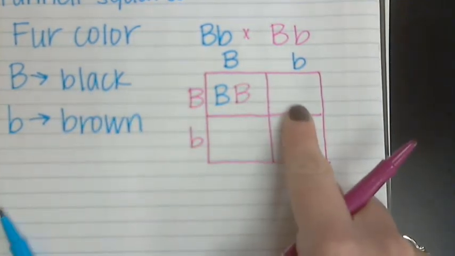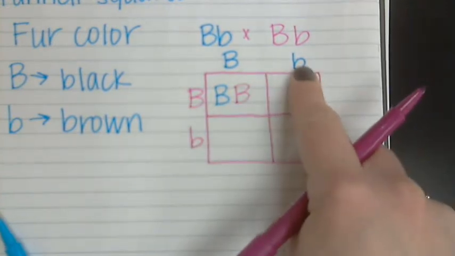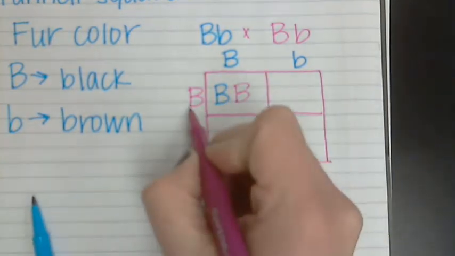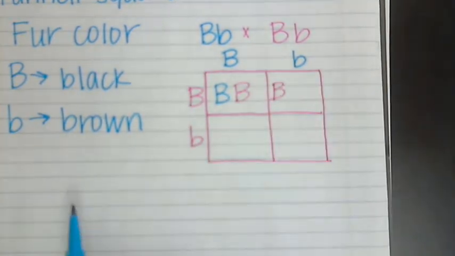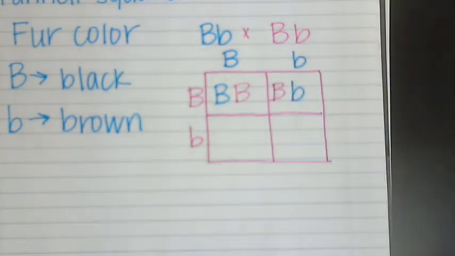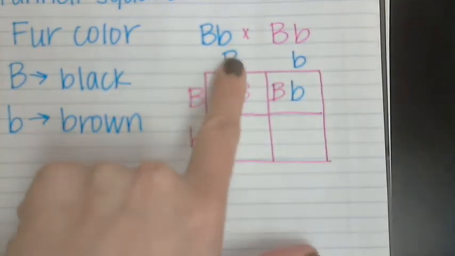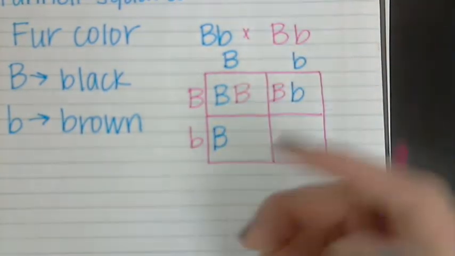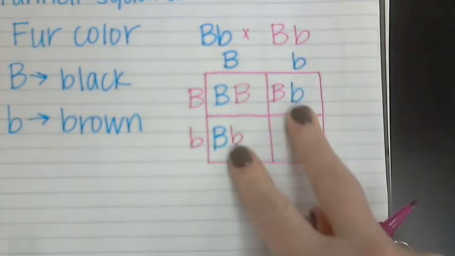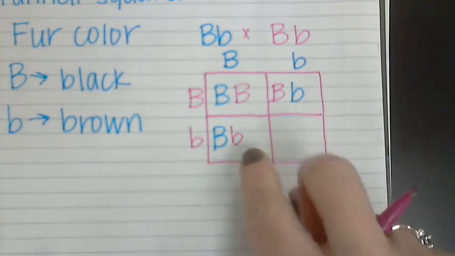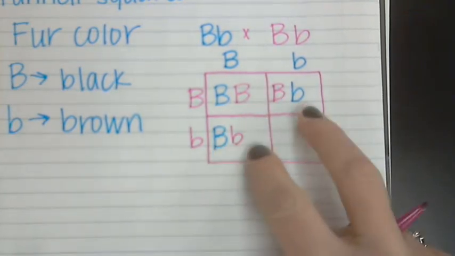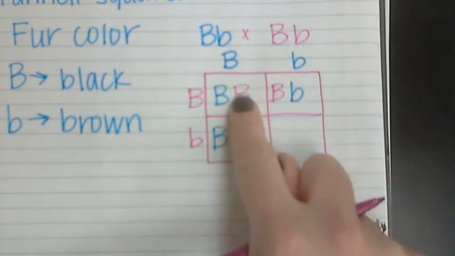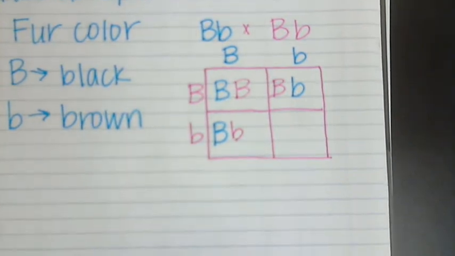For this individual, we have a big B and a little b. For notation's sake, you always write the capital letter first. So we would write this big B, little b. In this box, we have big B, little b. So again, our capital letter goes first. And both of these individuals are heterozygous. They have one dominant allele and one recessive allele. But their phenotype for all three of these individuals is still going to be black.